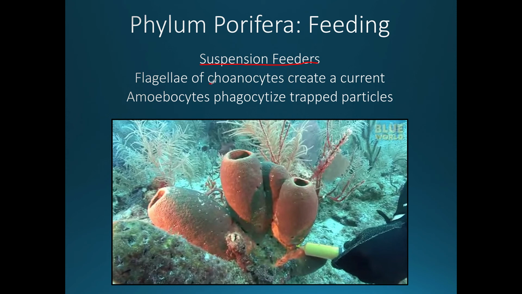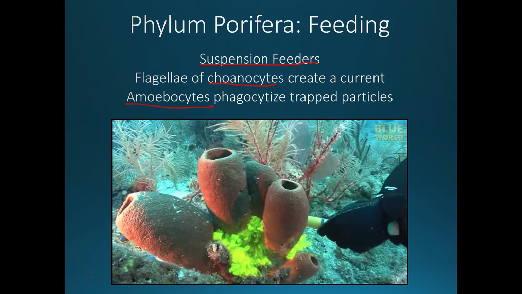As we've talked about before and on the previous slide, these specialized cells within porifera, the choanocytes, create this current that pushes water through the sponges, and in doing so they bring in various nutrients that these other specialized cells called the amoebocytes trap and phagocytize to bring those nutrients into the cells.